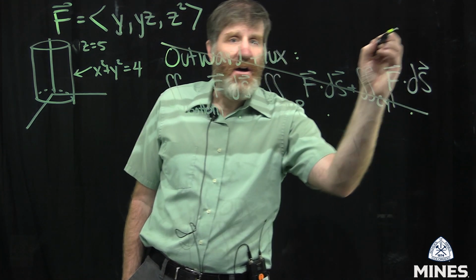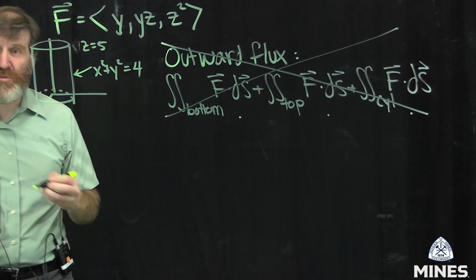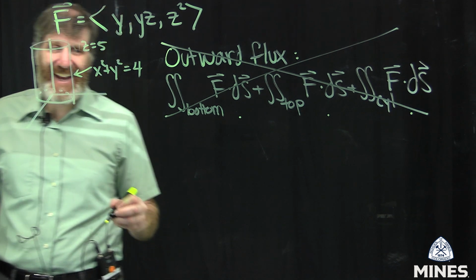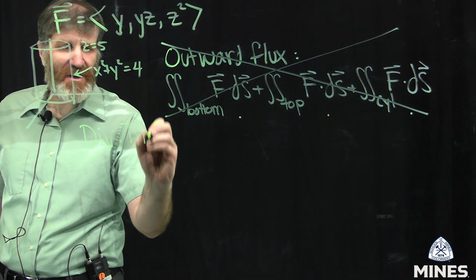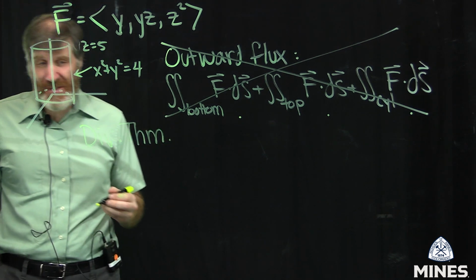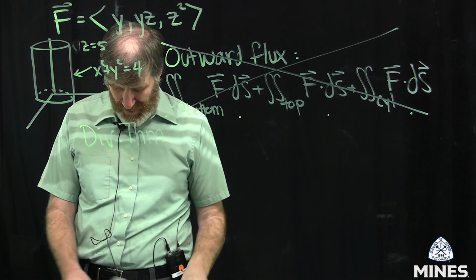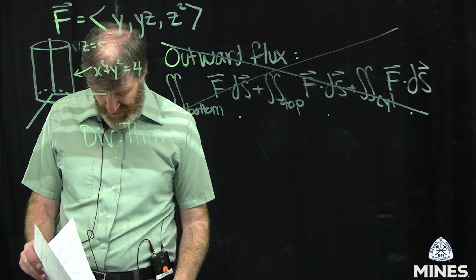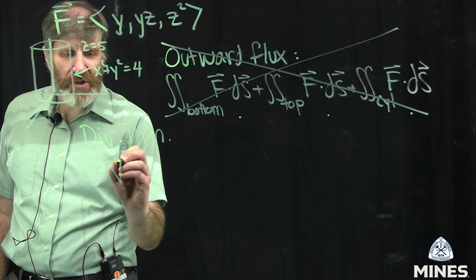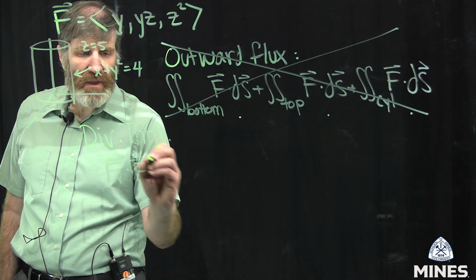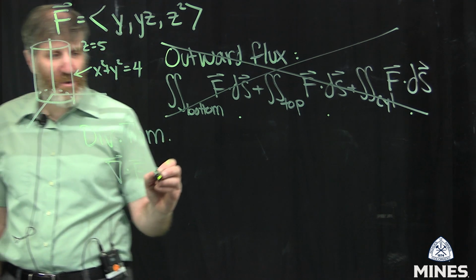That is rather onerous, and we would love for there to be a better way. And there is, in fact, a better way. We're going to use the divergence theorem instead of going through this process. The divergence theorem tells us that we can instead just compute the divergence of our vector field. And divergence isn't so bad to compute, right?